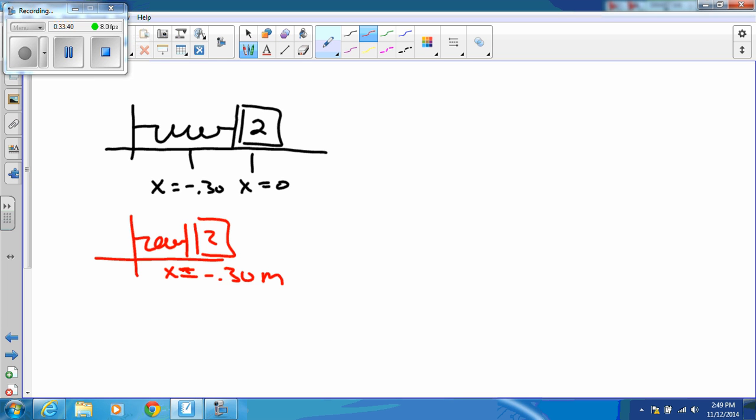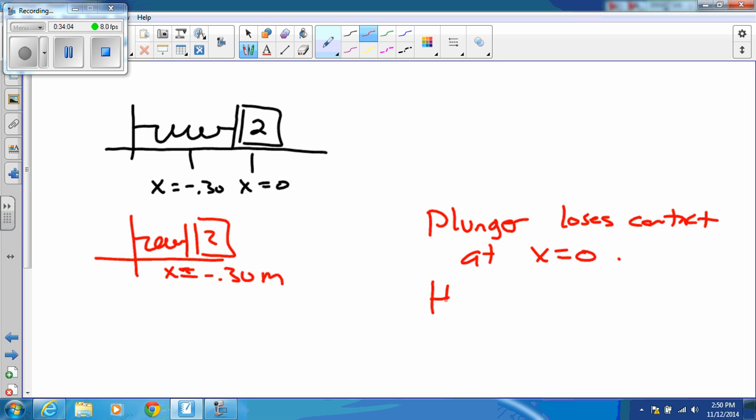So the important thing here is that the plunger will only do work on the block from x equals negative 0.3 to x equals 0. And so the question we have is, once the block reaches x equals 0, how fast will it be going?